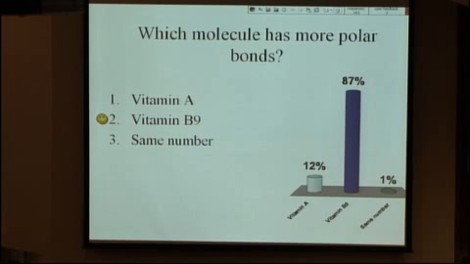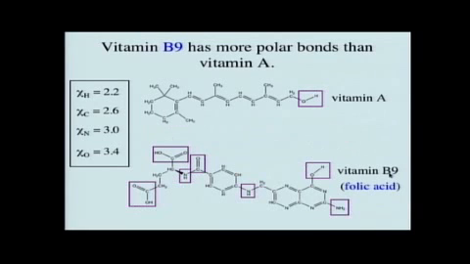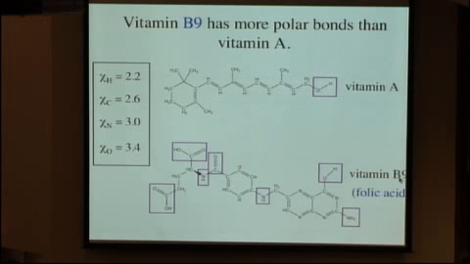All right, great. So most of you said folic acid or vitamin B9. So let's switch back to our notes and take a look at why. Vitamin B9 has more polar bonds. It's very easy to see once I highlight that it's not even a close call at all. We have a bunch of different polar bonds in B9 versus just one in vitamin A. Remember, the CH bond we're not calling polar covalent because it only has an electronegativity difference of 0.4 between the two atoms.